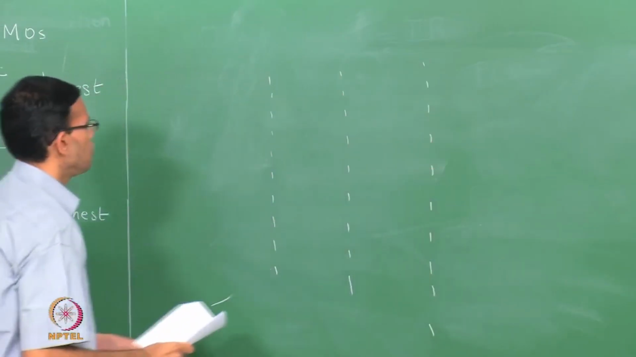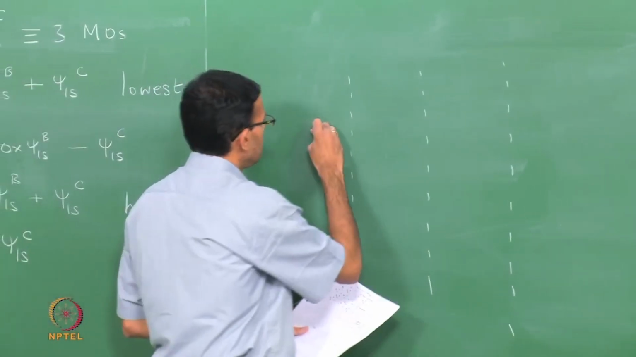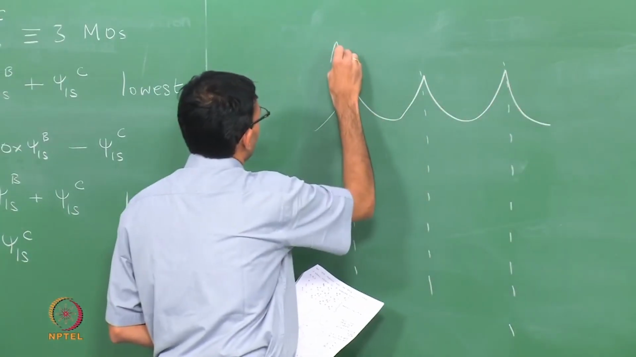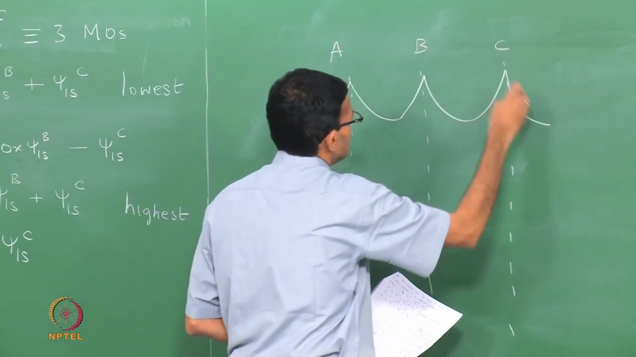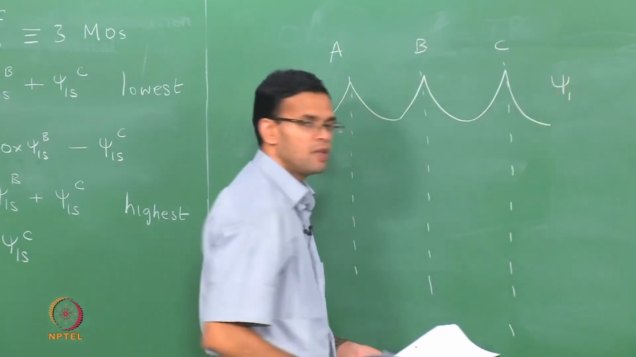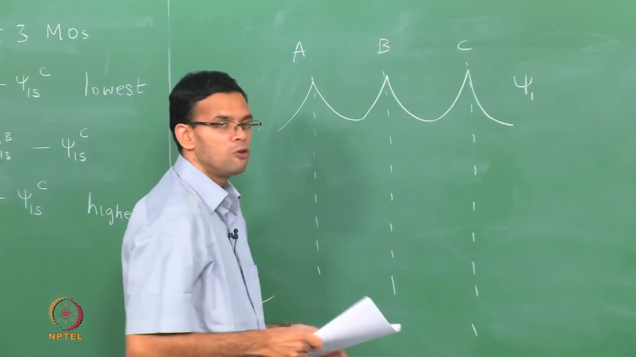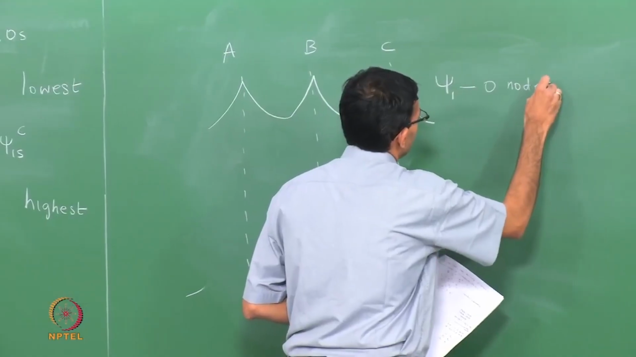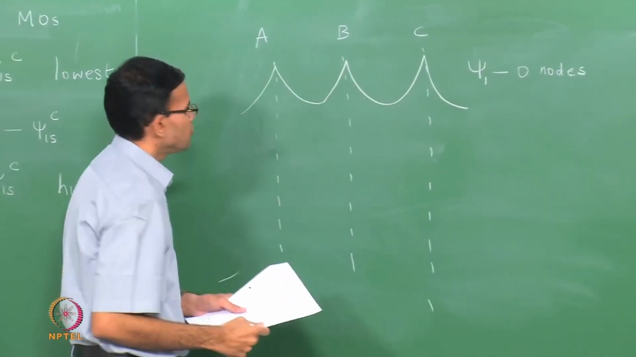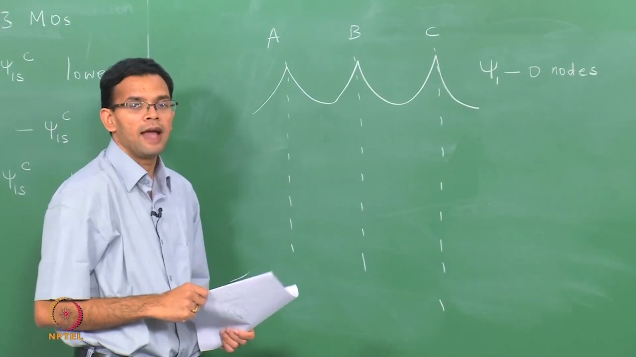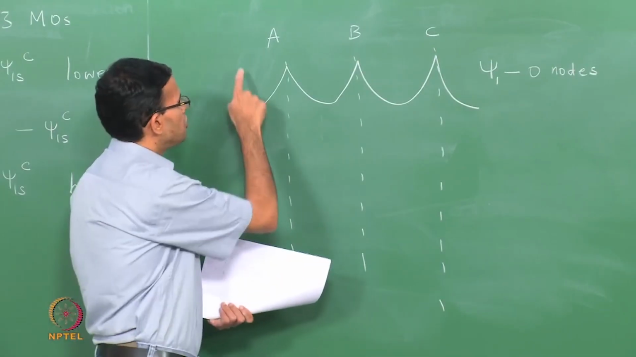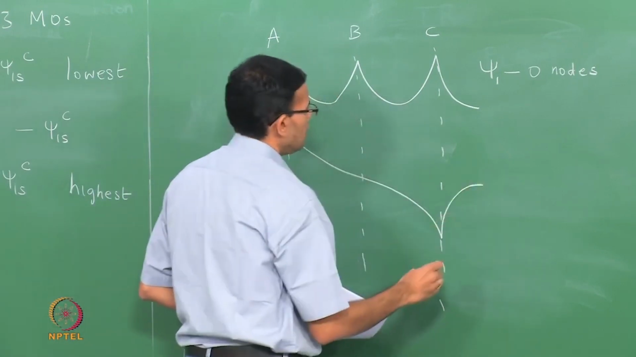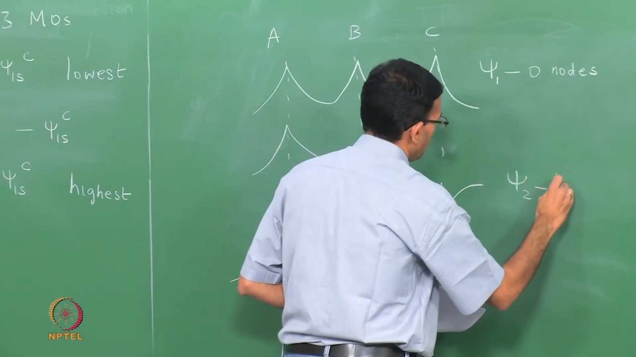So, in the first case you are adding all 3 orbitals together. So, these are A, B and C. This is psi 1, so you are adding all 3. This one, the function does not go to 0 anywhere, so you have 0 nodes. In the case of psi 2, we said that the function goes to 0 at atom B. That is why there was only contribution from A and C. This is psi 2, so it has one node.